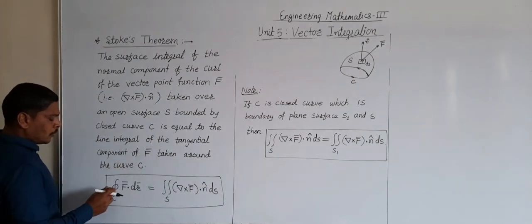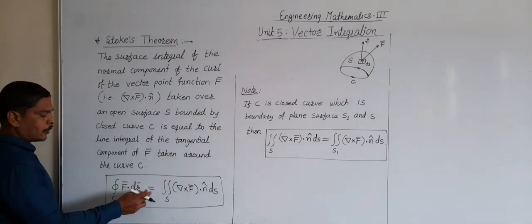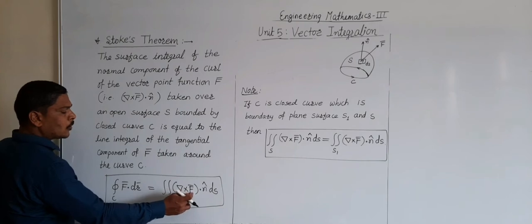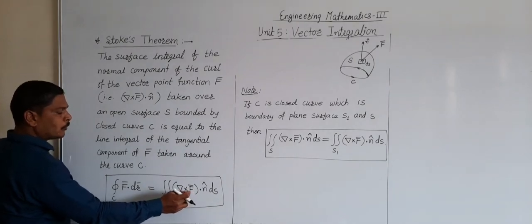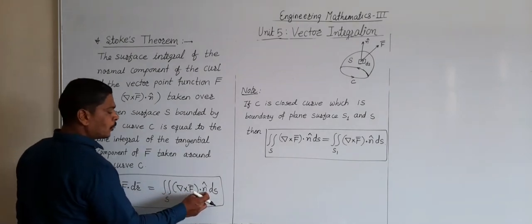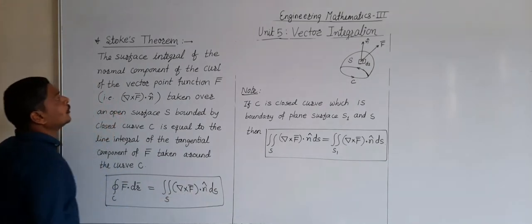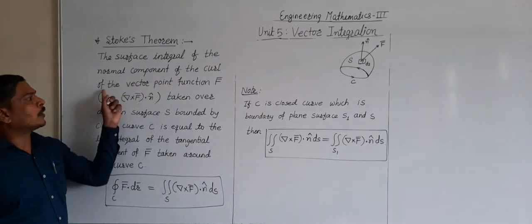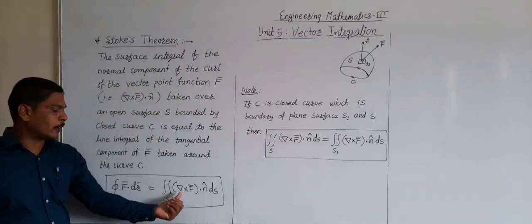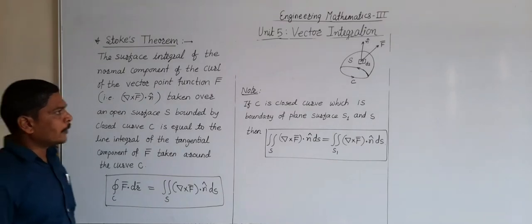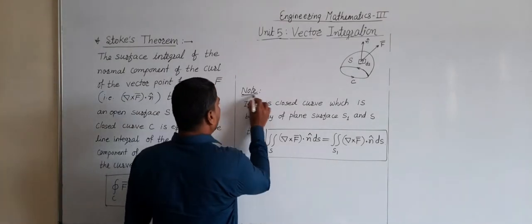That means the circular integral over C of f bar dot dr bar is equal to the surface integral over surface S of del cross f bar. That means curl of f bar, its dot product with the unit normal vector n cap ds. That means this is the normal component of the curl of the vector point function f bar, meaning del cross f bar dot n cap. Okay. So one note is here.